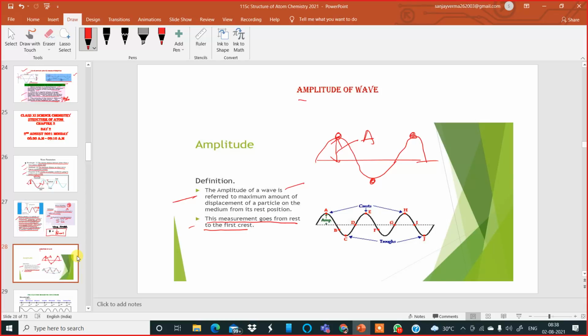You can have a look at this diagram also. It will help you understand more properly what amplitude is. Amplitude is given over here. Crest is here. Crest is here. These are the troughs.